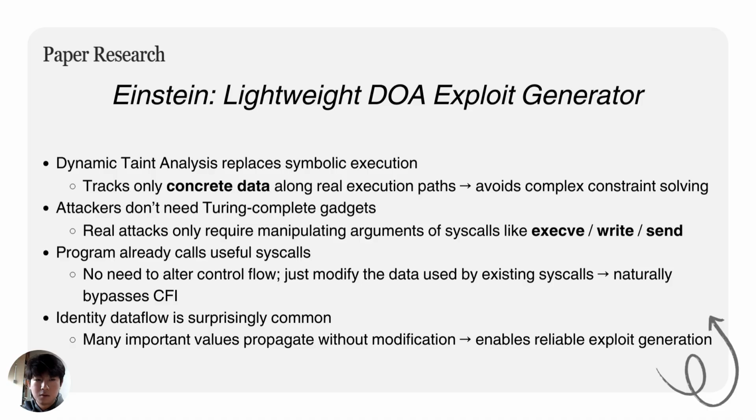Third, programs already call useful syscalls. Because programs naturally invoke these syscalls during normal execution, the attacker does not need to modify control flow, meaning CFI is bypassed by design. Fourth, identity data flow is common. Many security-relevant values propagate unchanged through the program.